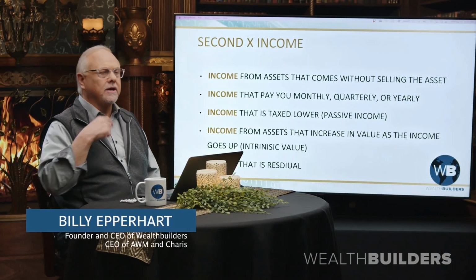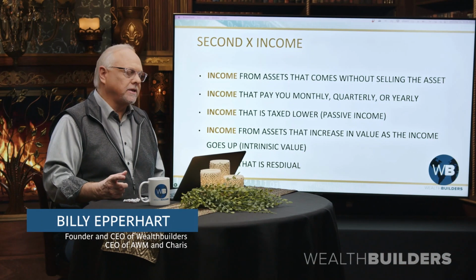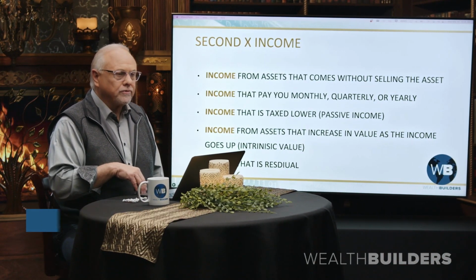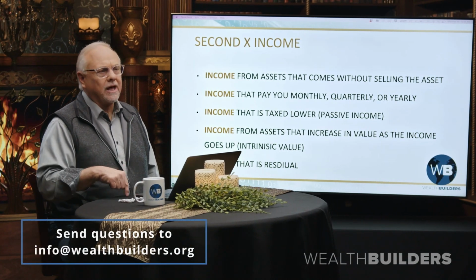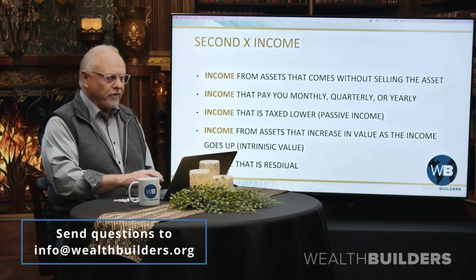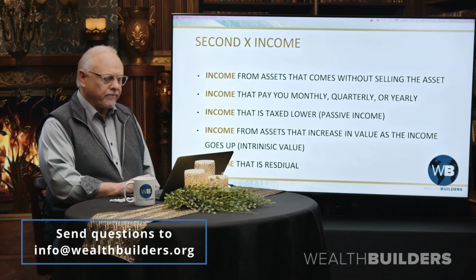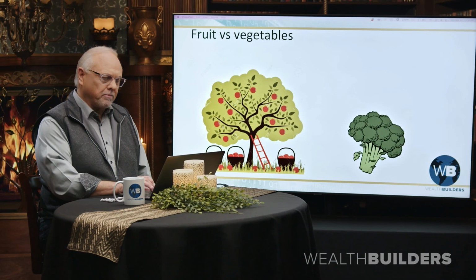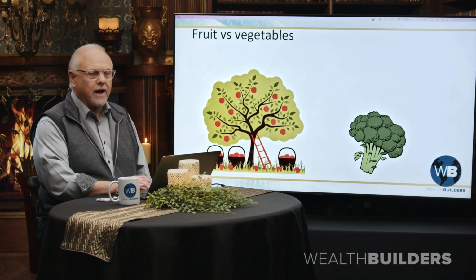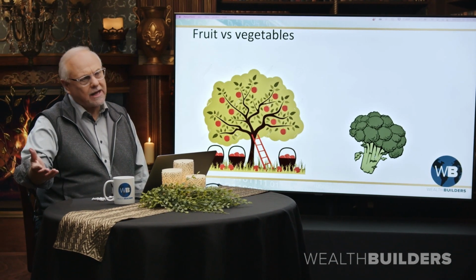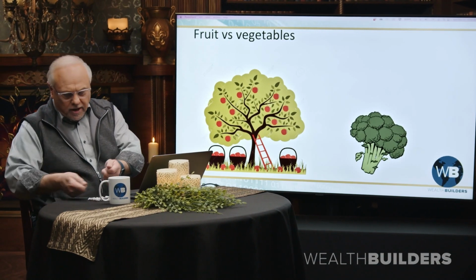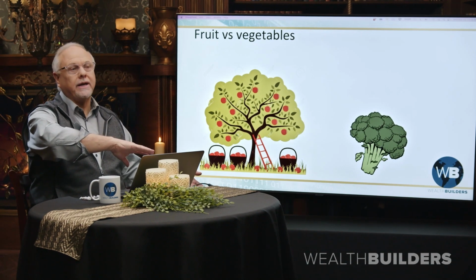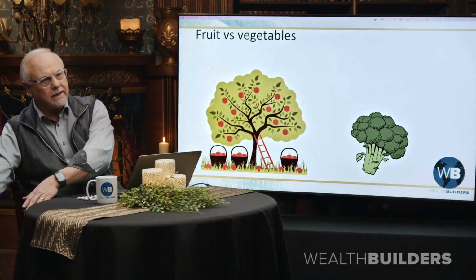Now, let's go back to the income for a minute. Let's talk about second X income. First of all, we're talking about income that comes from assets without selling the asset. One of the things we referenced is that what we're really looking to do is build an apple tree, right? We're not looking to grow broccoli, because broccoli has to be harvested every year. You have to cut it off at the stalk, bring it over to your pot, and boil it. But then if you're going to have broccoli next year, you have to go back and plant the broccoli again.